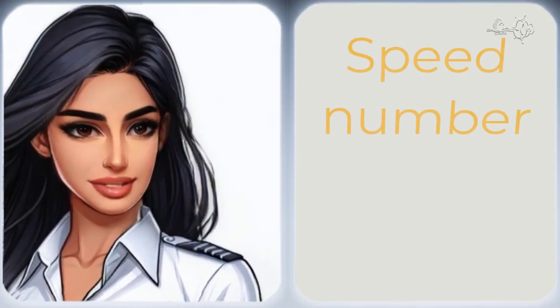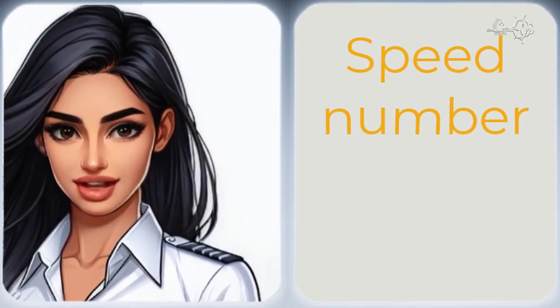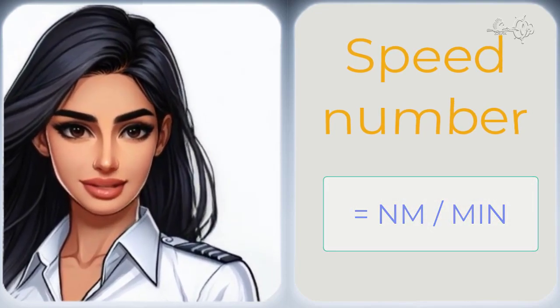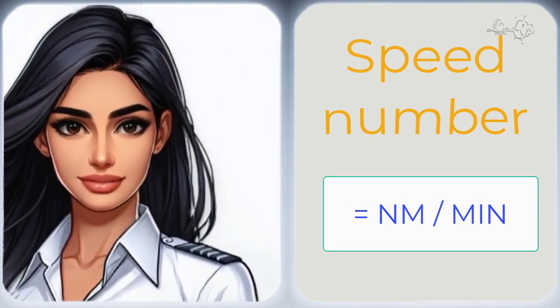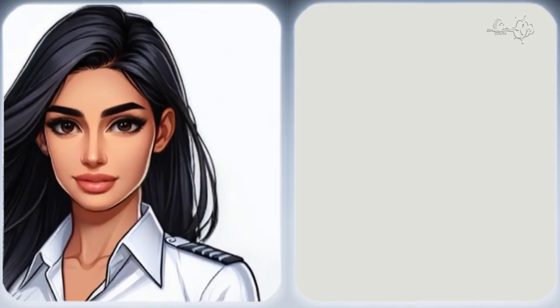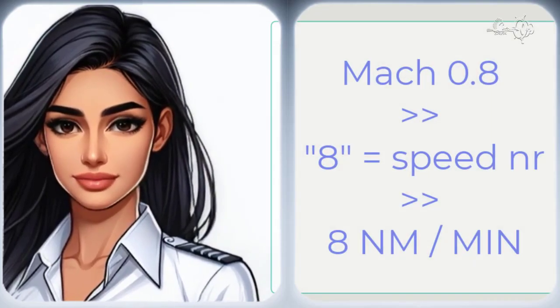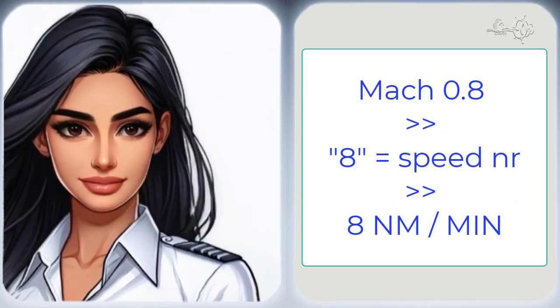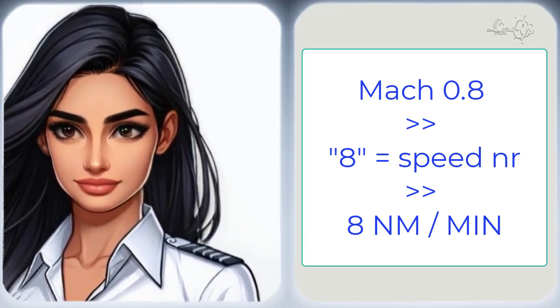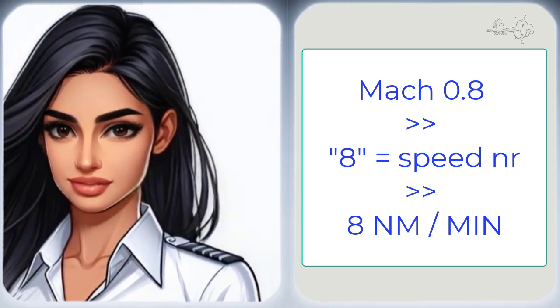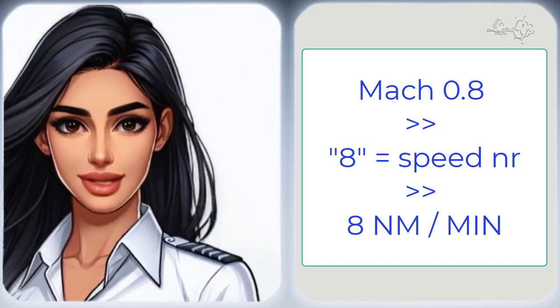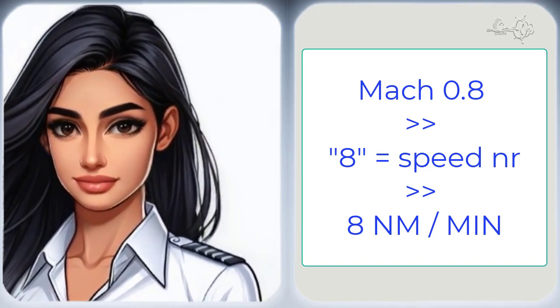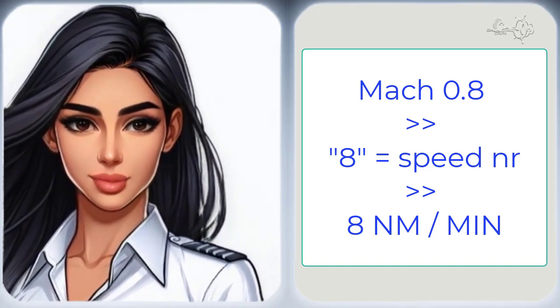Now let us define the term speed number, a pilot-friendly way to gauge how many nautical miles you cover per minute. Here's how it works. Take your Mach number, let's say Mach 0.8. The integer component, 8, is your speed number. At Mach 0.8, you're cruising at approximately 8 nautical miles per minute.